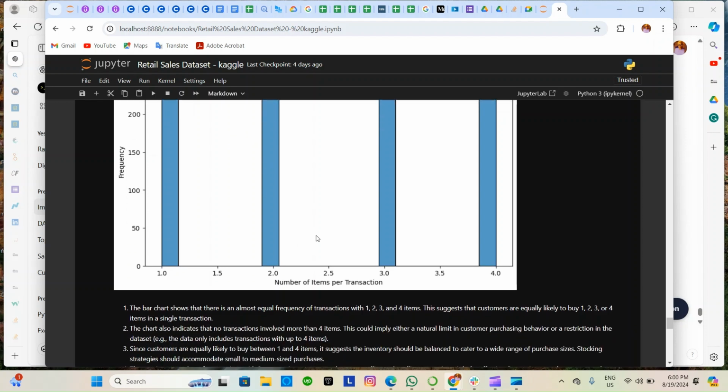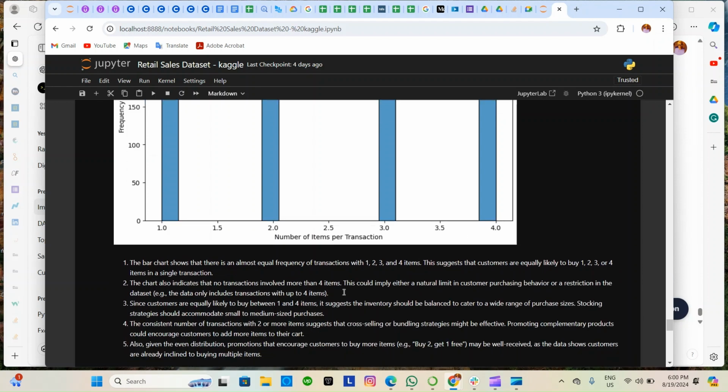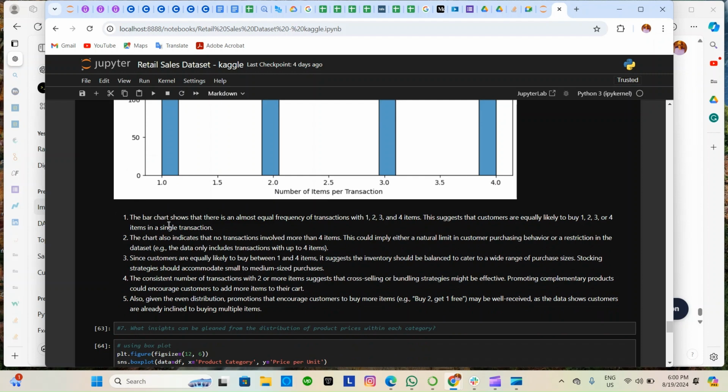So this is an indication that there has to be enough inventory available. When people want to buy one item, inventory is available. People want to buy two items at a time, inventory to cover this is available. People want to buy three or four items, there's enough inventory to cover this. So these are my key observations about the frequency: people are likely to buy as many as four items at a time per transaction.